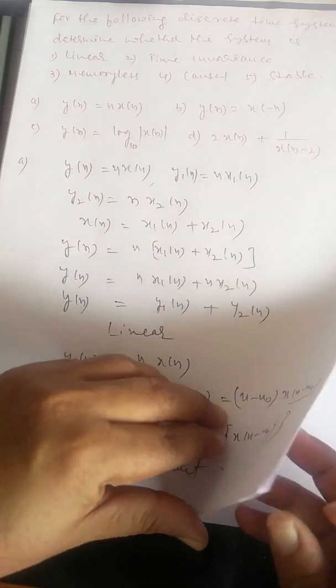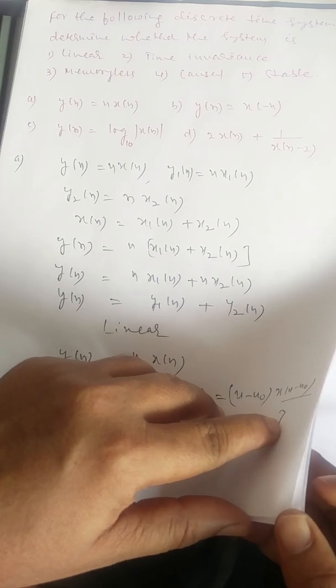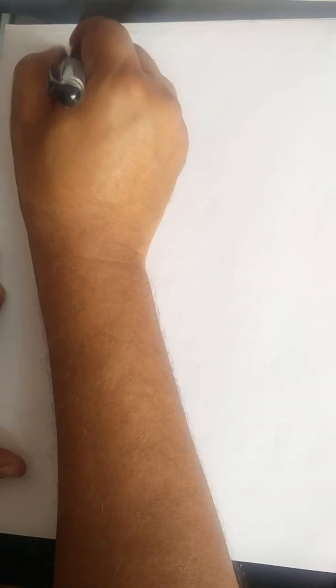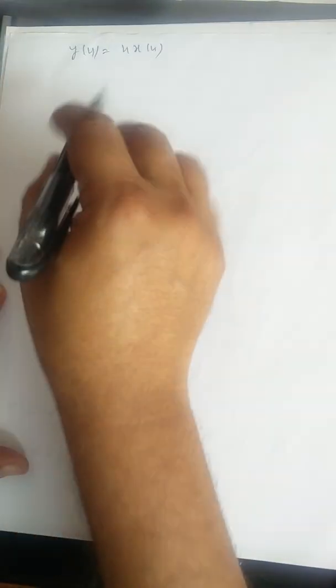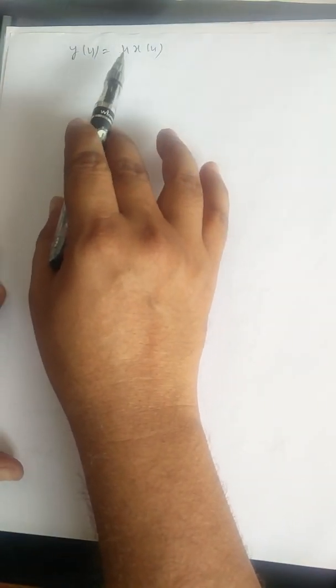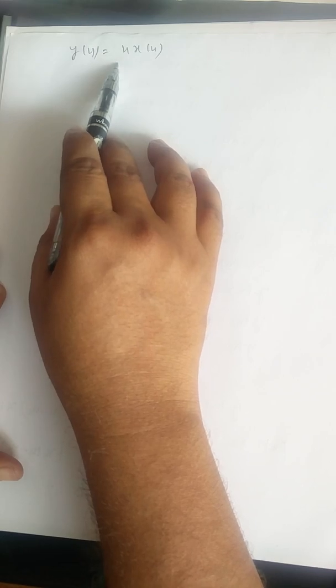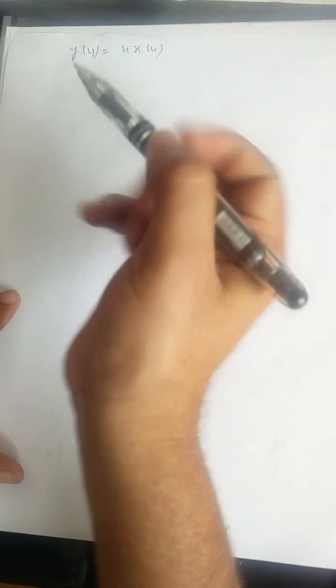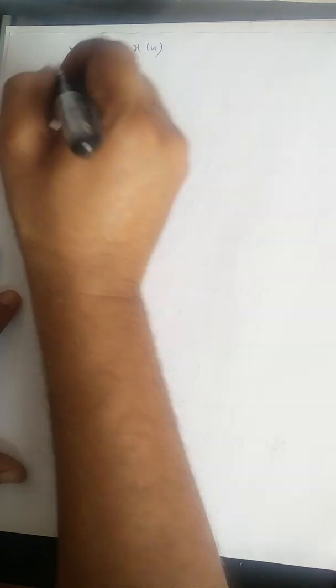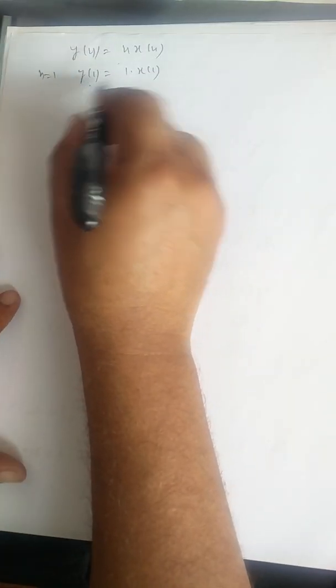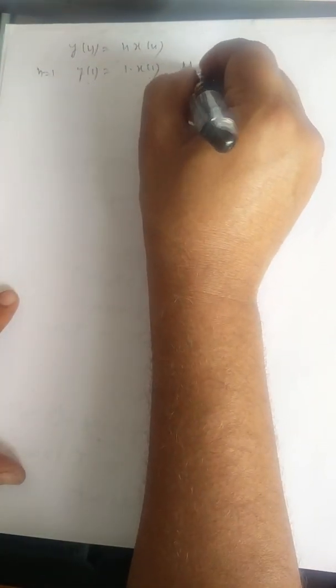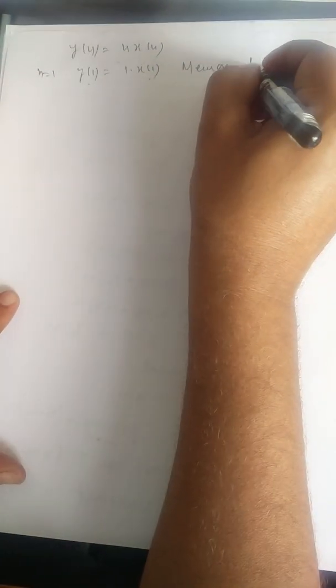Next, you should say whether the system is memory or memoryless. y of n is equal to n into x of n. Here output depends upon the present values of the input, and the system is said to be memoryless. For example, you can take n is equal to 1, y of 1 is equal to 1 into x of 1. It depends upon the present value of the input, and the system is said to be memoryless.